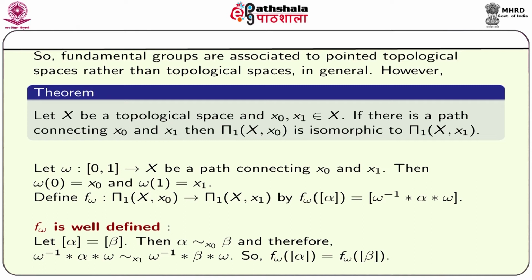So, we take two members from π1(X, x0) which are equal, that means class α is equal to class β, that means α is path homotopic to β based at x0, and therefore, applying the theorem for products, we already have that ω inverse star α star ω is path homotopic to ω inverse star β star ω. So, f_ω of class α and f_ω of class β are equal.